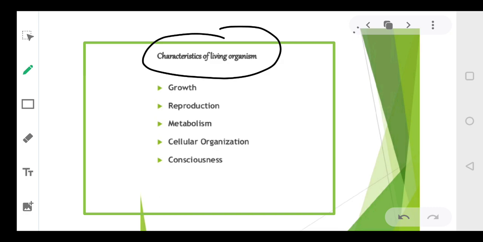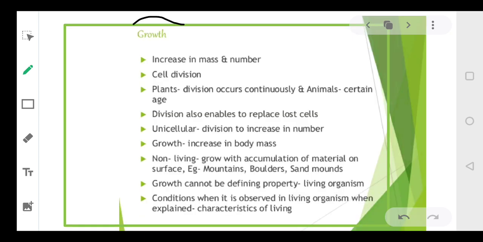There are 5 characteristics of the living organism. First is growth. Second is reproduction. Third is metabolism. Fourth is cellular organization. And fifth is consciousness. We'll talk about them in detail, taking each characteristic separately. Our focus will be on these first 5 characteristics: growth, reproduction, metabolism, cellular organization and consciousness. Now coming to growth.